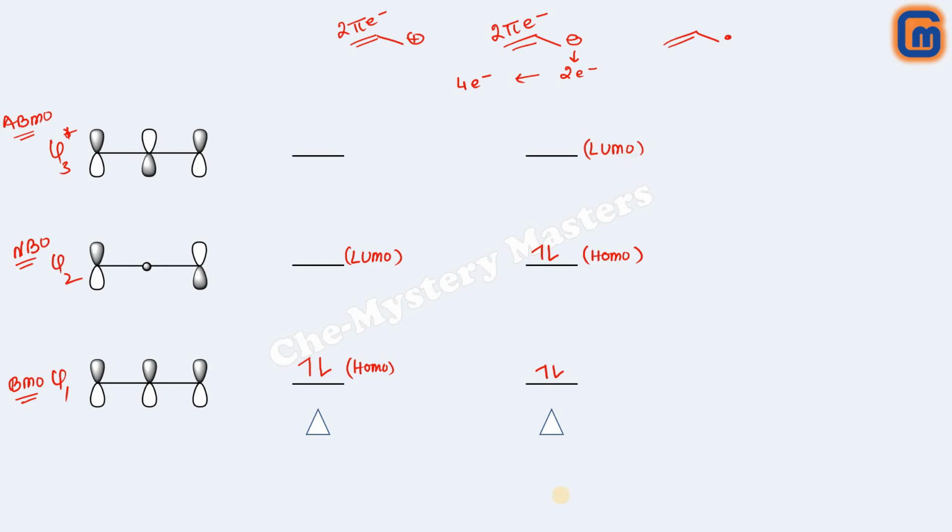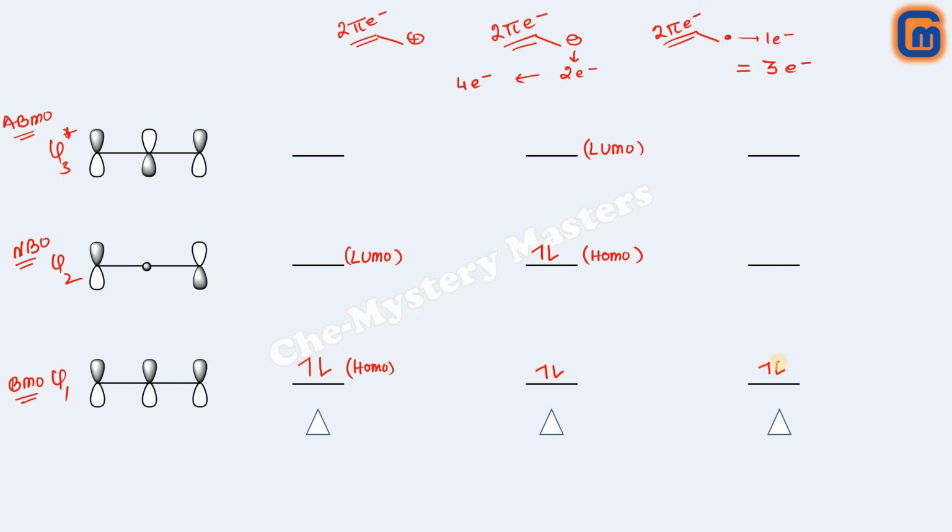Now if you talk about the third case, that is allyl radical. In allyl radical we have to see how many electrons are present here. Again there is a pi bond, meaning 2 pi electrons are there, and a radical is there, that means 1 electron. So overall you can see that there are 3 electrons in this system.